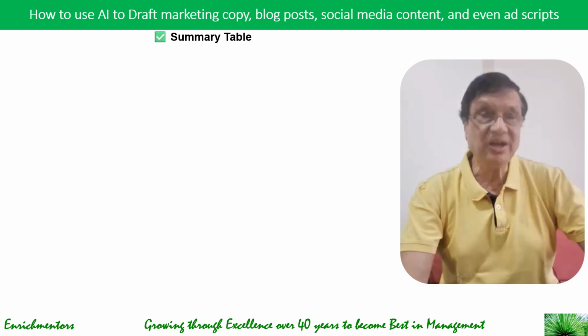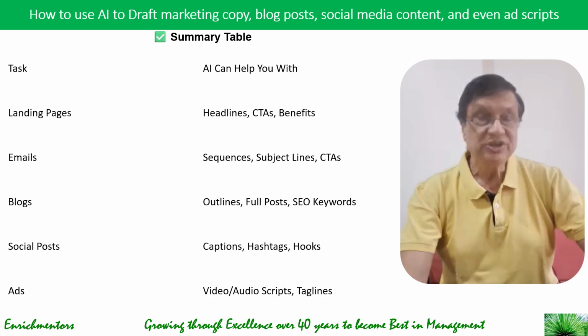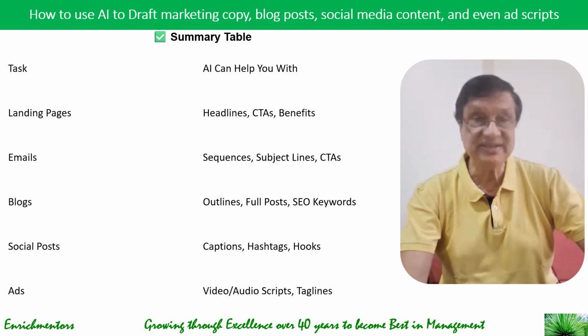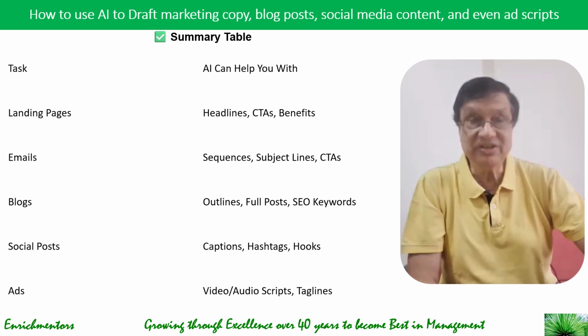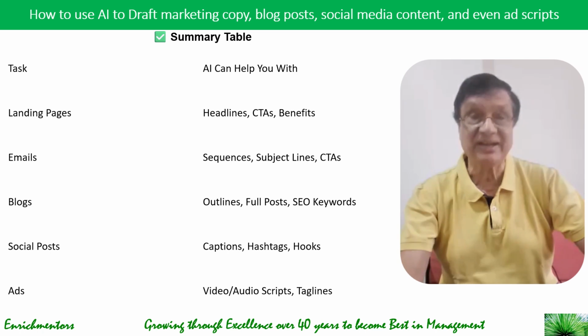So let's summarize how to use AI to draft marketing copy, blog posts, social media content, and even ad scripts. For landing pages, AI can create headlines, CTAs, and benefits. For emails, you can have it create sequences, subject lines, and CTAs. For blog posts, it can generate an outline, full post, SEO words, and keywords. For social posts, it can create captions, hashtags, and hooks, and for ads, it can do scripts for audio and video, and taglines.